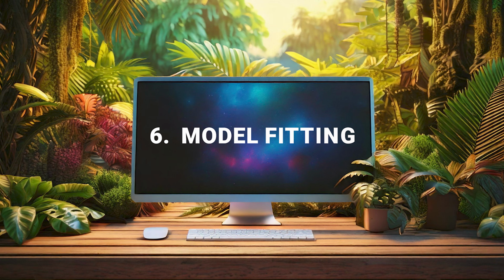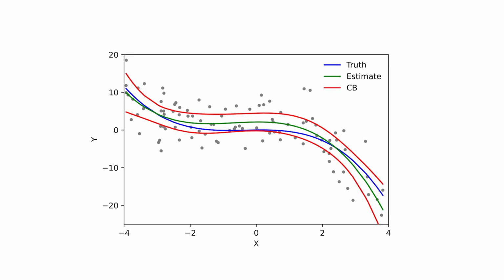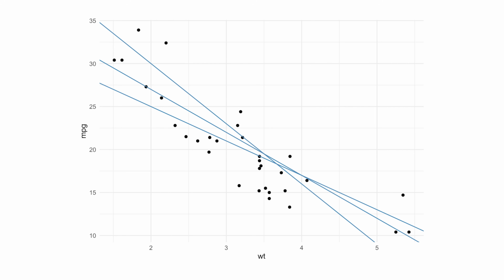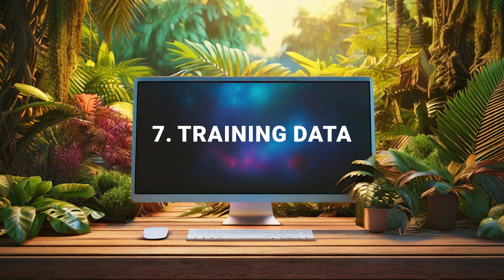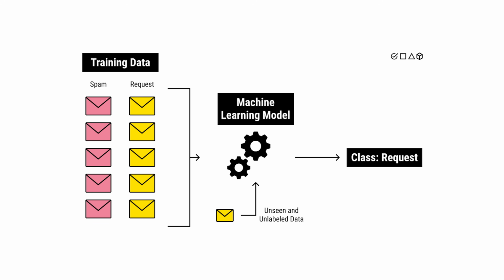Model fitting, also called training or learning, is the process of adjusting a model's parameters to find the best match between the model's predictions and the actual data. If you think of linear regression, model fitting would be trying out different lines until you find the line with the best fit.